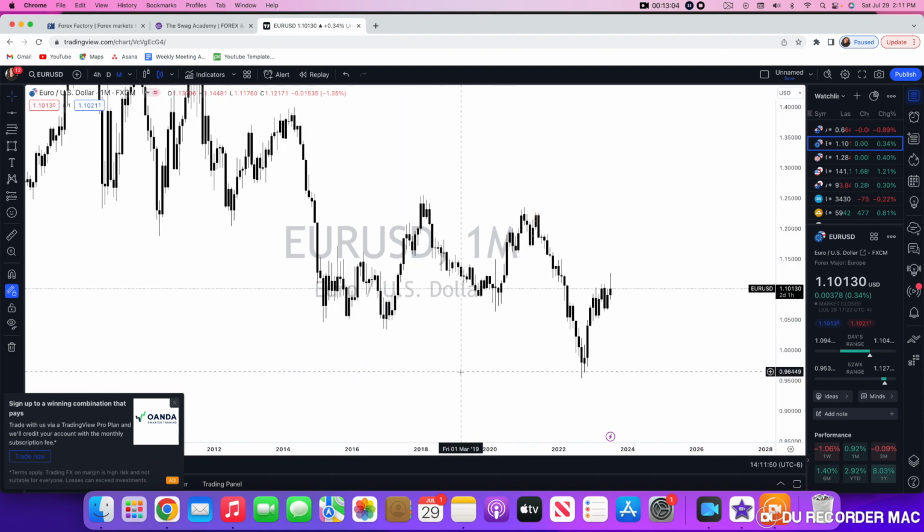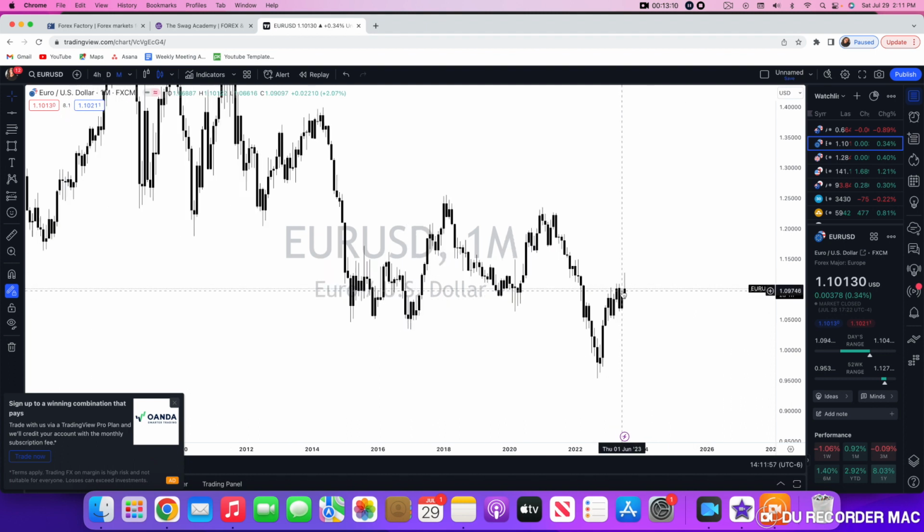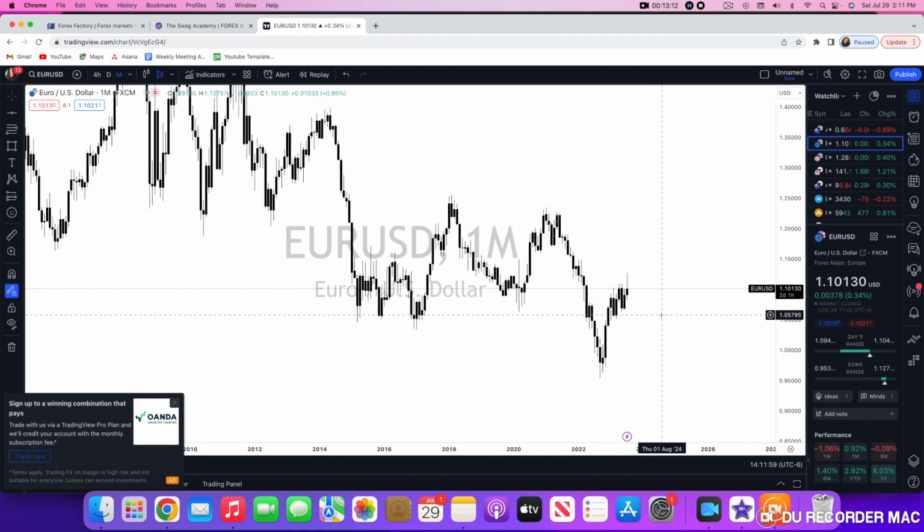So we'll just have to see what's going on. As of right now, even though price is headed up, it looks like this is a very bearish market. And I think I'm seeing a pattern with AU and EU as of right now.